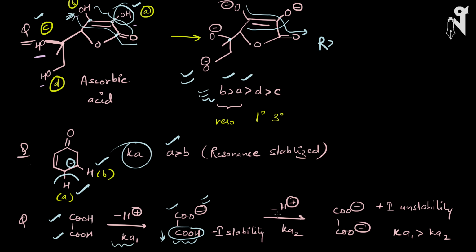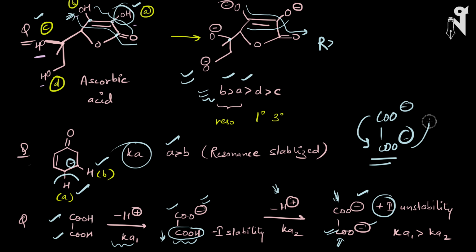When the second acidic hydrogen is removed, it will become COO minus at one place as well as COO minus at another place. Now if you look at this conjugate base, rather than being stable, it is becoming unstable due to the plus I effect of COO minus. This COO minus is destabilizing the other COO minus and vice versa. These are electron donating groups rather than electron withdrawing. So this conjugate base is a very unstable base.